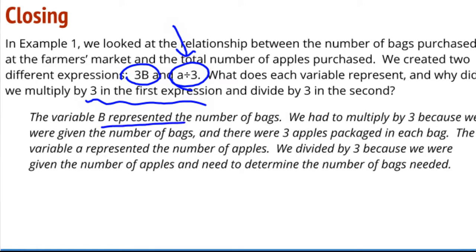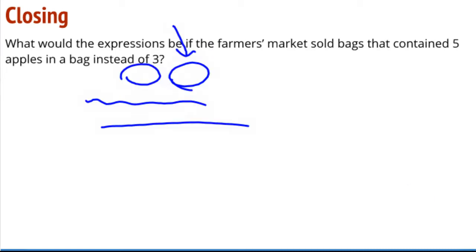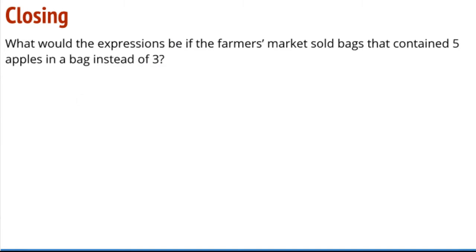B represented the bags, had to multiply by 3 because we're given the number of bags and there are 3 in each bag. Variable A represented the number of apples. We divided by 3 because we were given the number of apples that needed to determine the number of bags needed. What would the expressions be if the farmer's market sold bags that contained 5 apples in a bag instead of 3? Well, I would take the apples and put them into groups of 5. 5 in each bag. I'd multiply 5 times B to determine the total.